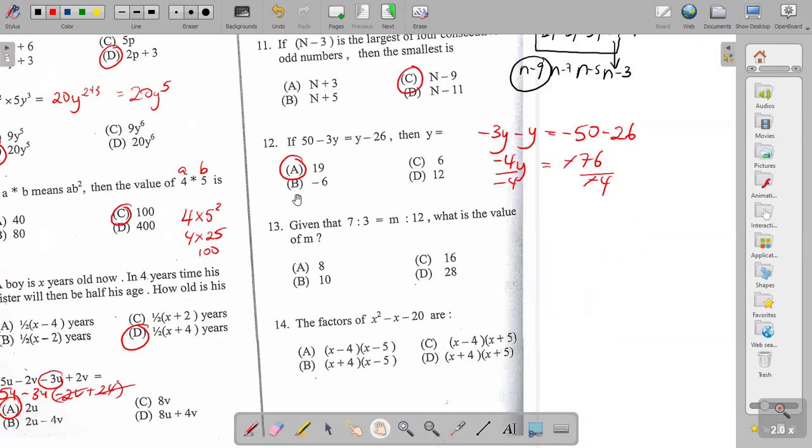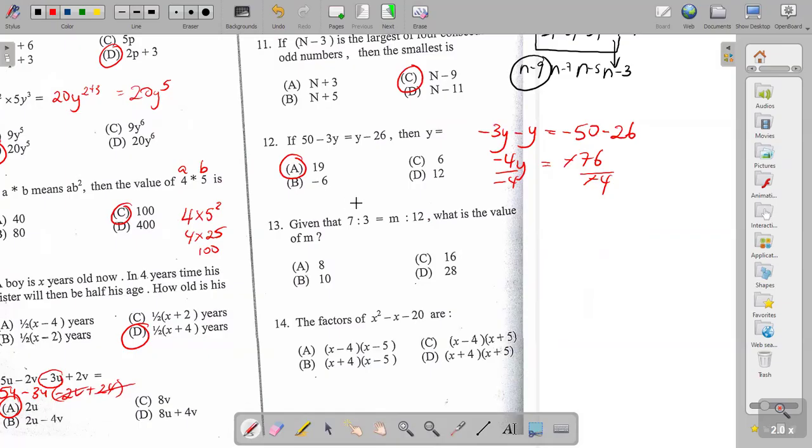All right, so we should know this is called equivalent ratio. The first two numbers have a connection, the second two numbers have a connection, and it's usually the same thing. How do I go from 3 to 12? I might multiply by 4. Whatever you do to the bottom, you do to the top. So 4 times 7 is 28.